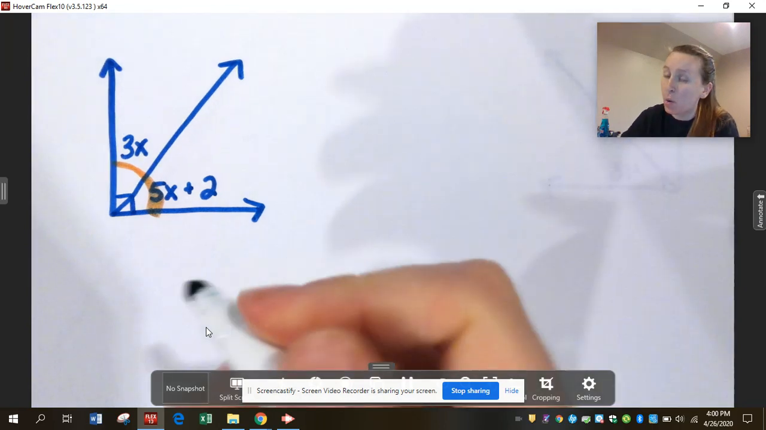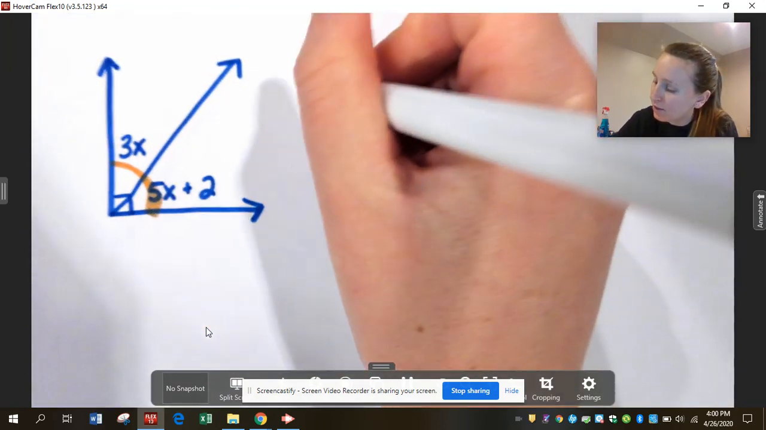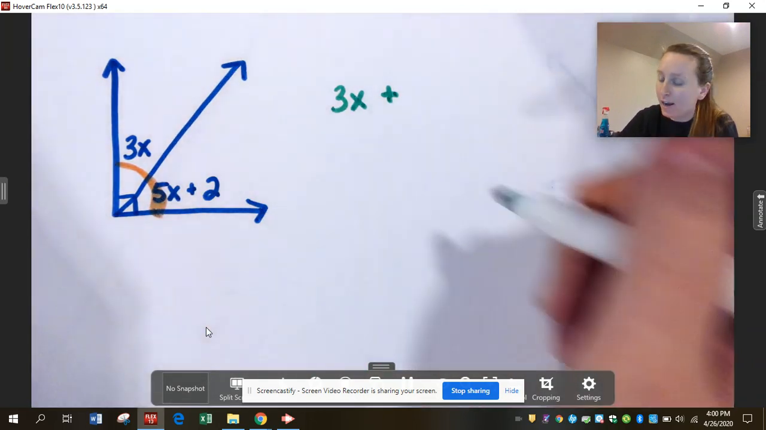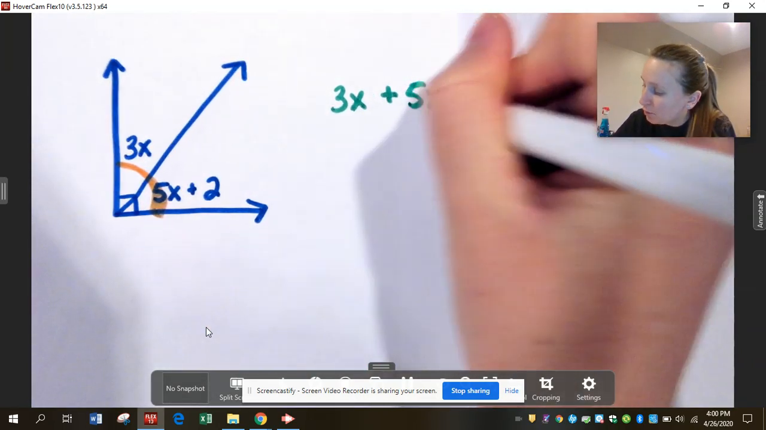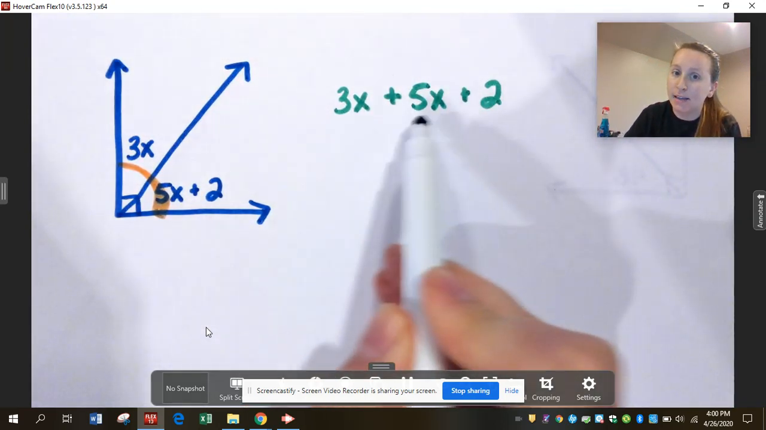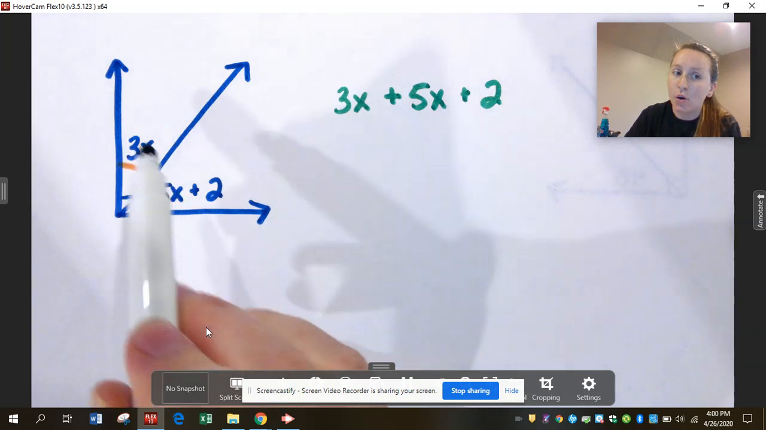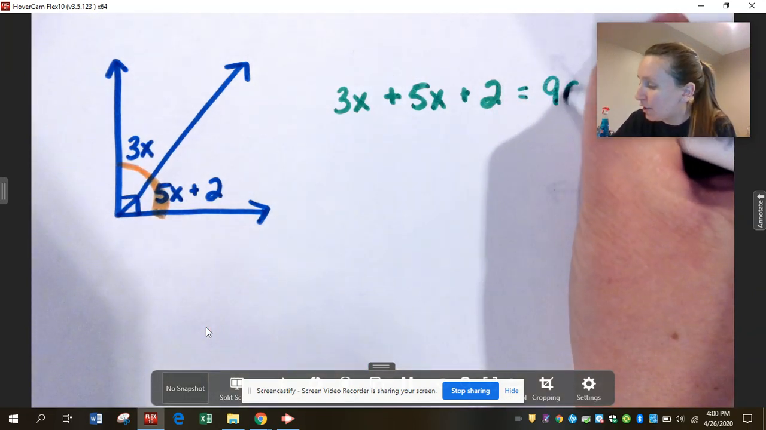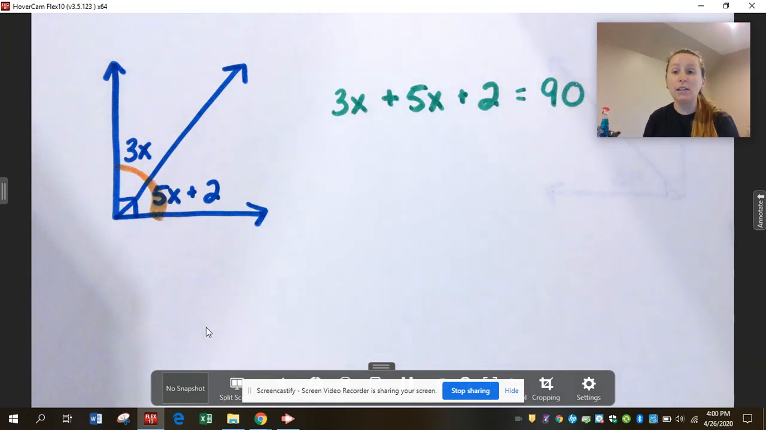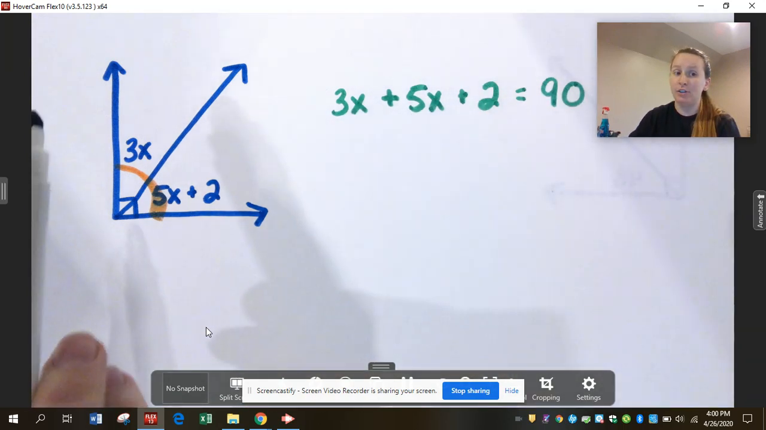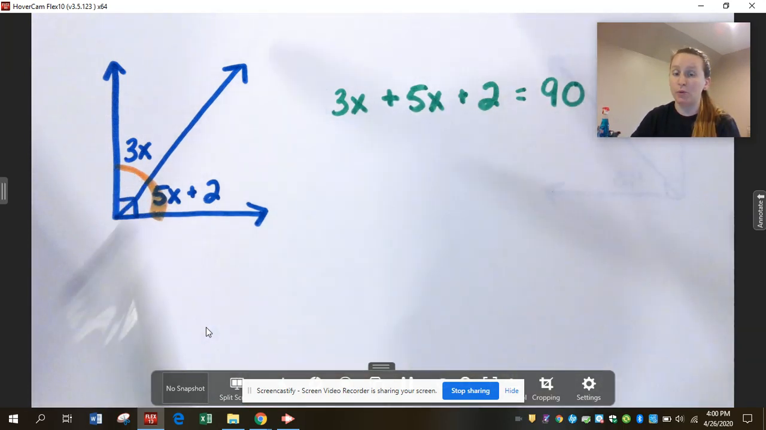So what I'm going to do is take my angle that's 3x, add my other angle that's labeled 5x plus 2. Okay, so here's my first angle. I'm adding my second angle together, and I know these two angles should equal 90 degrees. Okay, so at this point, since you have your equation set up, again, my two angles added together equal 90 degrees. I know this total angle is supposed to be 90.